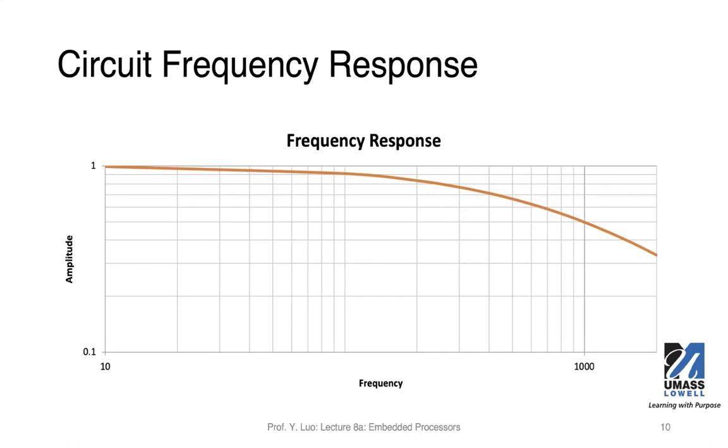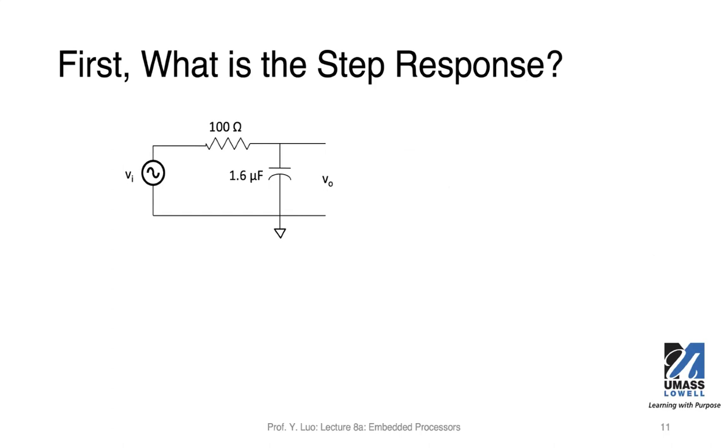What we see here, the general trend is that, as we said, this is a low pass filter. So you expect that the amplitude will gradually decrease as the frequency increases. And for this particular circuit, if you calculate the cutoff frequency, it's about 1 kilohertz. It's 999 or 994, something like that. So this is the frequency we call the cutoff frequency. Beyond this point, the output signal will be greatly dampened or reduced. So this is the result of this low-pass filter.